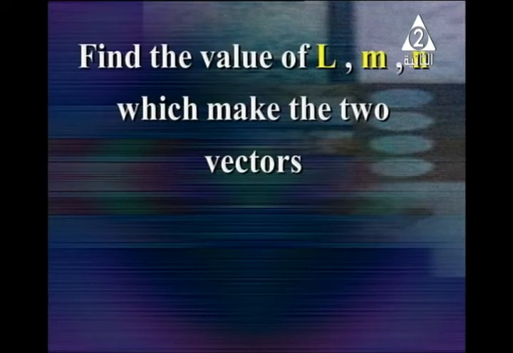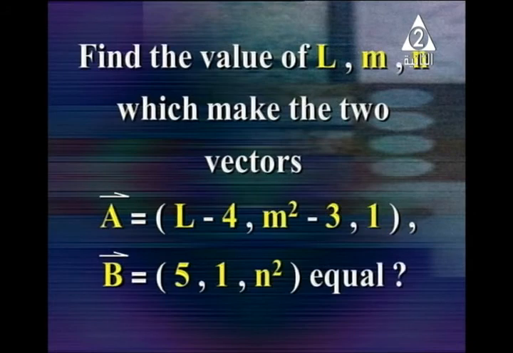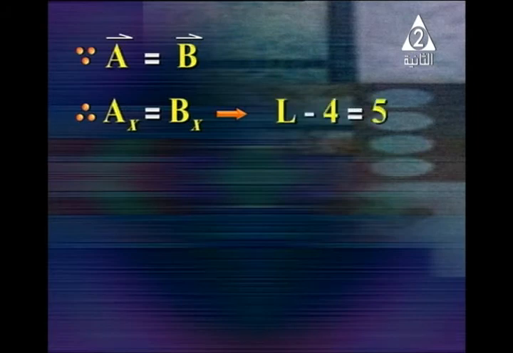Find the values of L, M, and N which make the two vectors A vector (L minus 4, M square minus 3, 1) and B vector (5, 1, N square) equal. Solution. If we have two vectors A equals B, what do you deduce? Then AX equals BX, AY equals BY, AZ equals BZ. When AX equals BX, the left hand side L minus 4 and the right hand side 5, L equals what? 9.